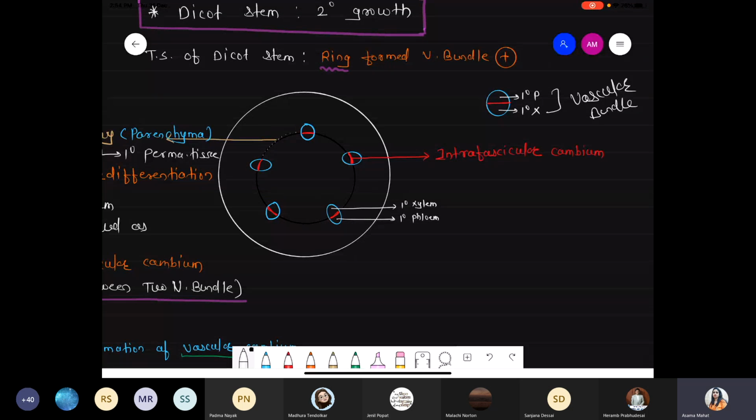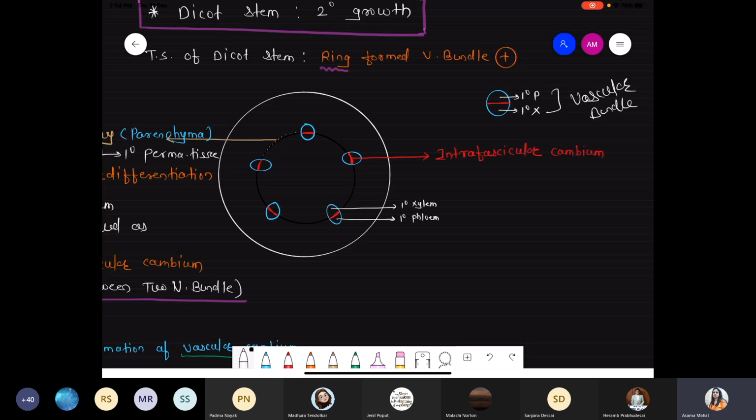We are talking about the dicot. Obviously, cambium is present between xylem and the phloem, so that's why the red color line is the cambium. Above this red line there is the primary phloem, and below it there is the primary xylem. Between them the cambium is present, and specifically it is called the intrafascicular cambium.